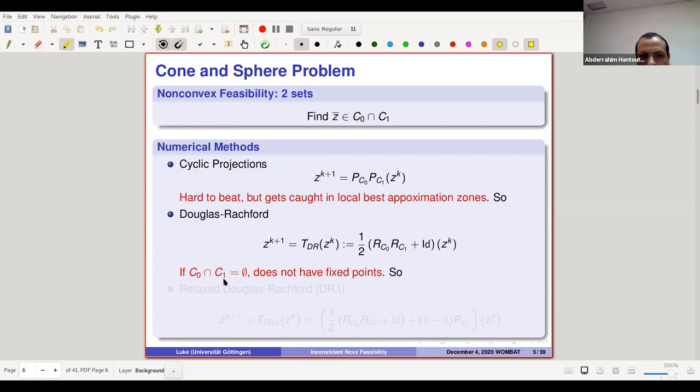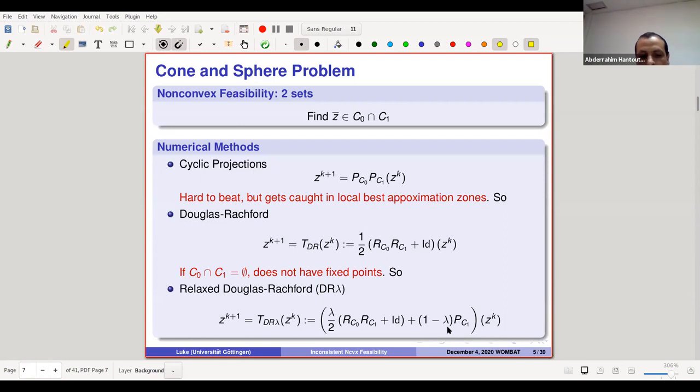The problem with that, though, is you can use this as a test to see whether you have an inconsistent feasibility problem, because if you try to do this on an inconsistent feasibility problem, your algorithm will just go nowhere. It's a non-convex problem so it probably won't diverge, but it will just cycle around chaotically. So the next try is a relaxation of the Douglas-Rachford.